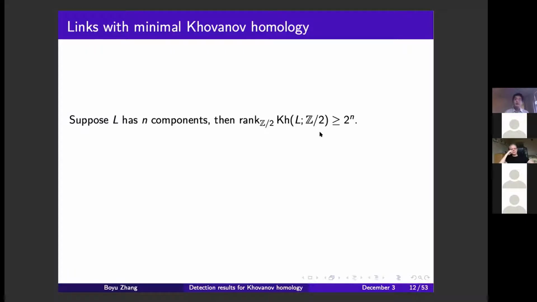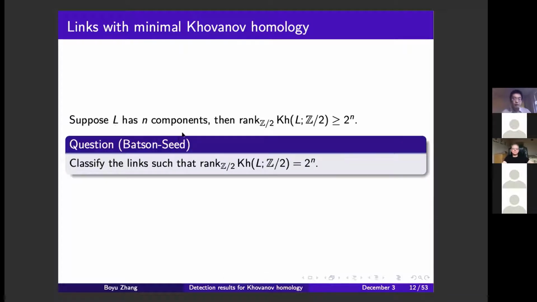And also notice that although the Khovanov homology depends on the orientation of the link L, the rank of the Khovanov homology is actually independent of the orientation. And changing orientations of the link only shifts the overall grading of the Khovanov homology. So when we talk about the rank of the Khovanov homology, it makes sense to refer to this rank even if we have an unoriented link.